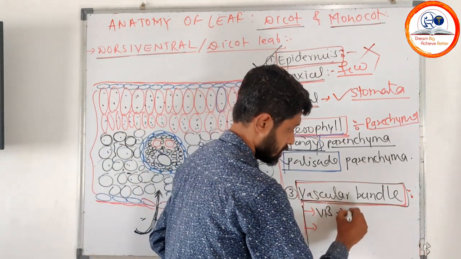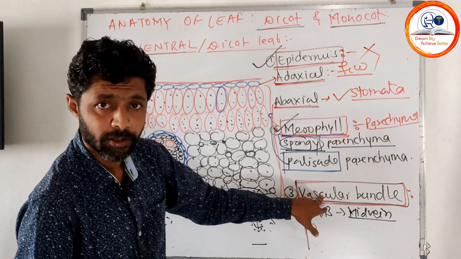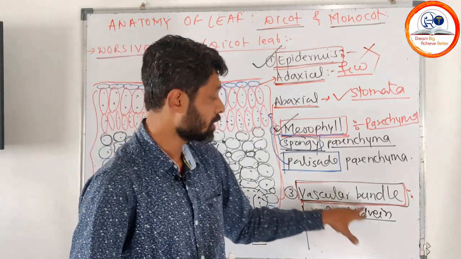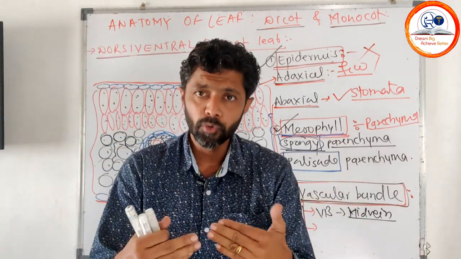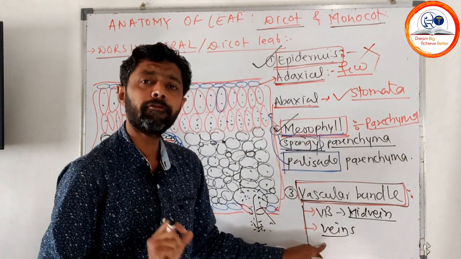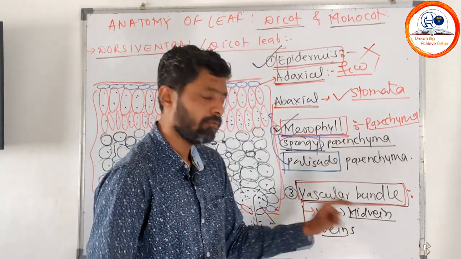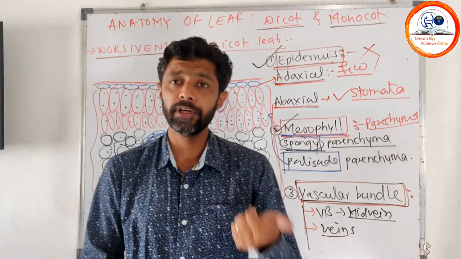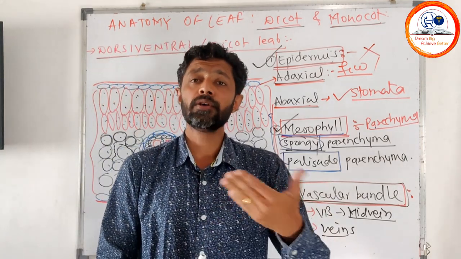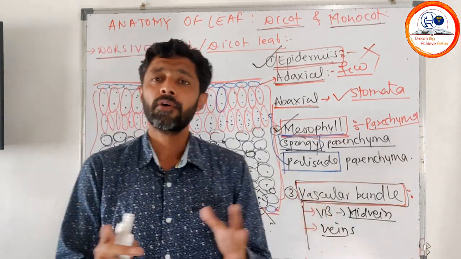You will observe a large size mid vein. The mid vein will have a large size vascular bundle, because mid veins are quite prominent, and as mid veins are prominent, their vascular bundle will be of large size. Mid vein, vein and veinlets are all of different size. The vascular bundle present in the mid vein will be quite large. The vascular bundle present in the vein will have a smaller size. So the size of the vascular bundle depends on the size of your veins, and you will observe vascular bundles of variable size.